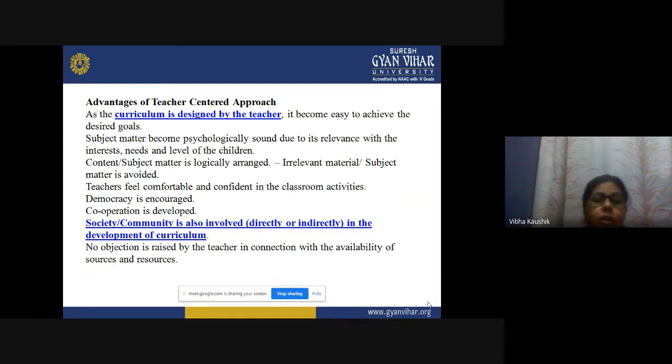Democracy is encouraged, cooperation is developed. Society and community are also involved directly or indirectly in the development of the curriculum. It means the needs of the society and the community also affect the construction or framing of the curriculum. So both society and community are directly or indirectly affecting the development of the curriculum. No objection is raised by the teacher in connection with the availability of sources and resources.